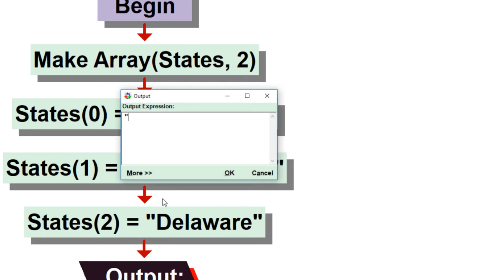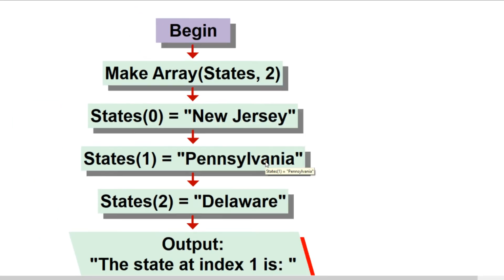Let's just make a simple output statement and say the state at index 1 is. And so just like when we use an assignment operator, what we want to do is give the name of the list, the index at which we want to access the thing we're interested in. So go to the array named states and go to index 1 and print that out.